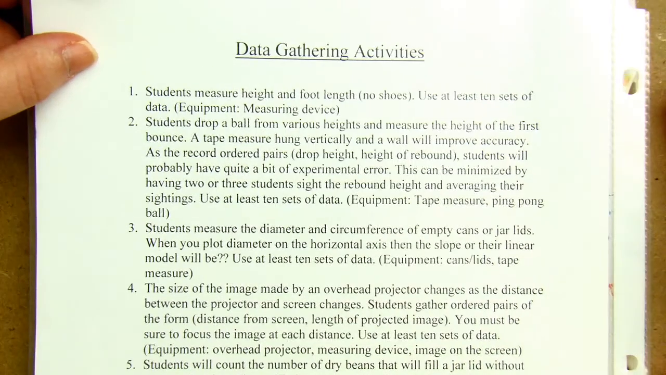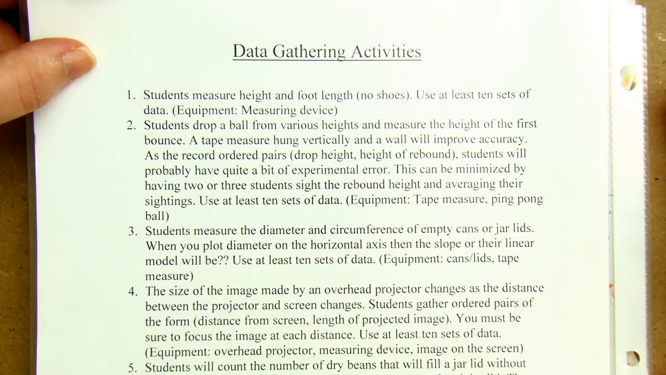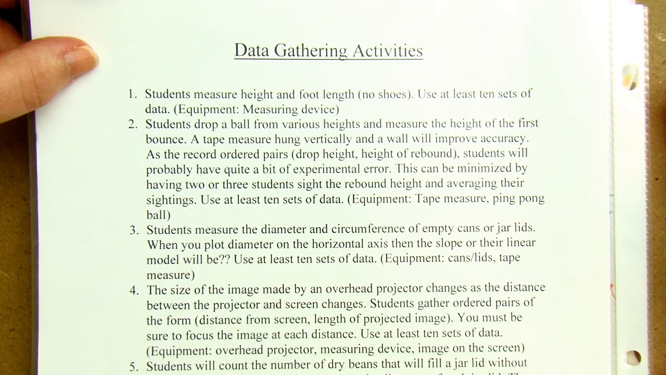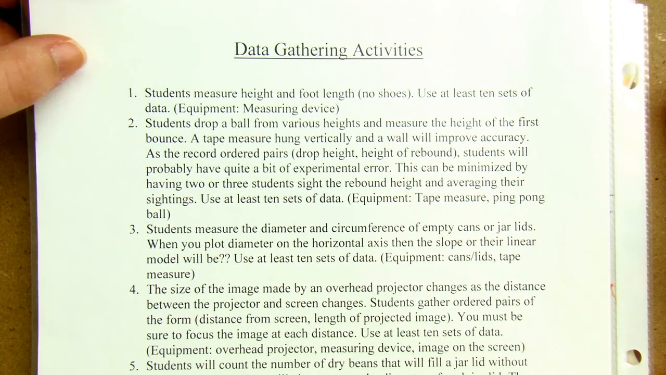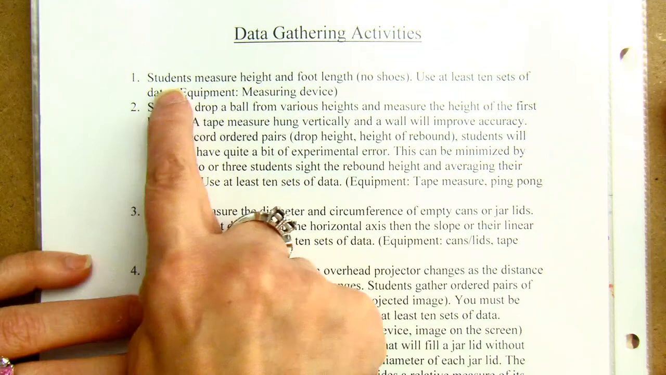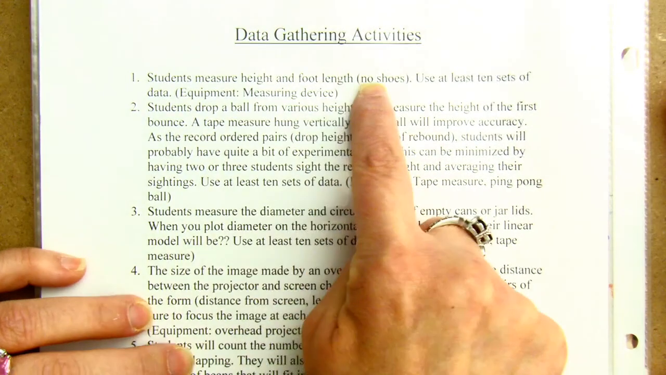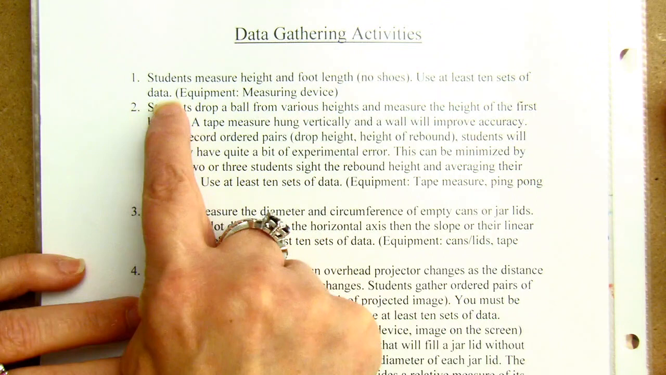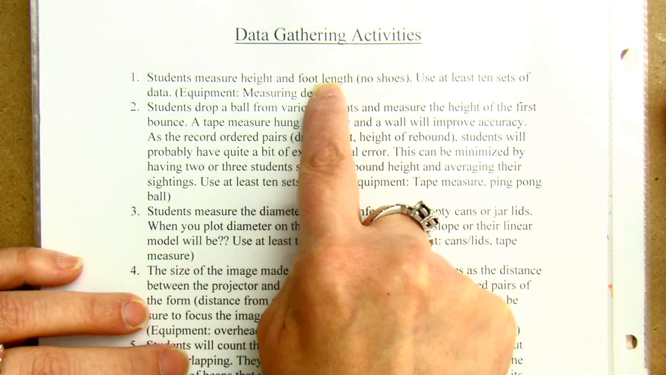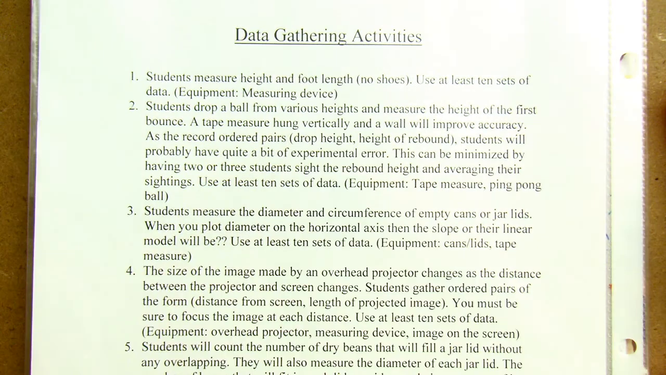You can search data gathering activities, but please, please, please make sure that it is linear data. All right, here. Students measure the height and foot length, no shoes, of at least 10 sets of data. So measure the height of a person and the length of their foot. Folks, you don't want to get everyone who's around the same height. You want to get taller people and shorter people, maybe even some kids.